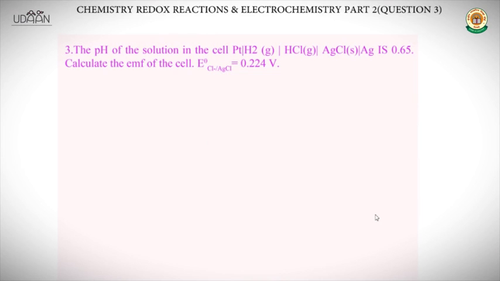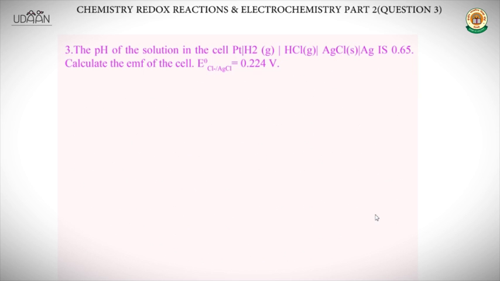Alright, so in this question we have to use the basic concepts of the pH equation and the hydrogen ion concentration, as well as some part of the Nernst equation. The question given here is: the pH of the solution in the cell with hydrogen and AgCl electrodes is 0.65. Now we have to calculate the EMF of the cell.